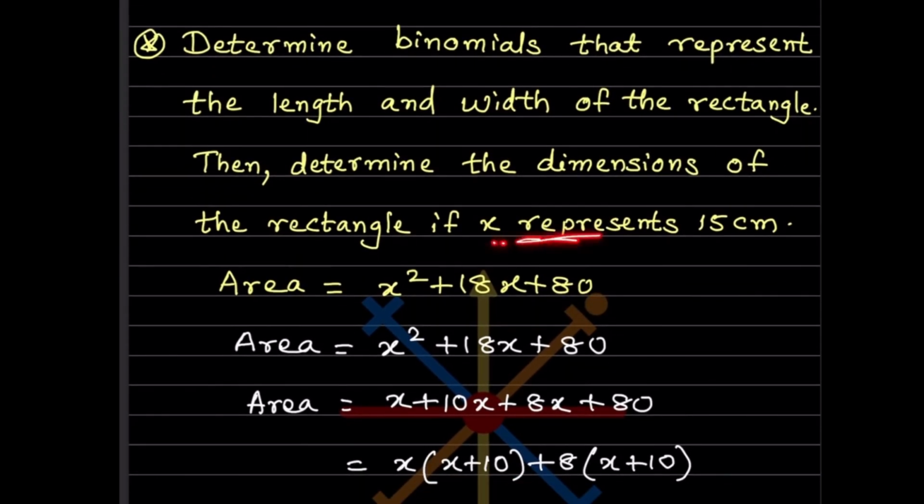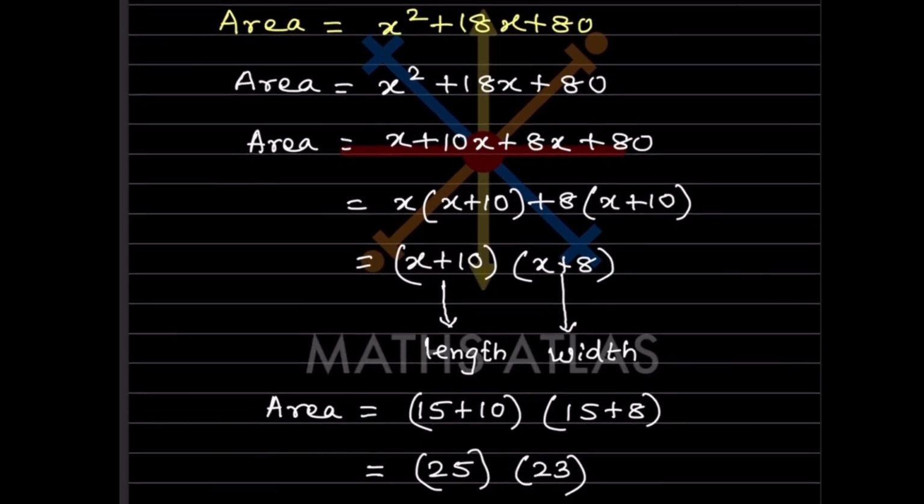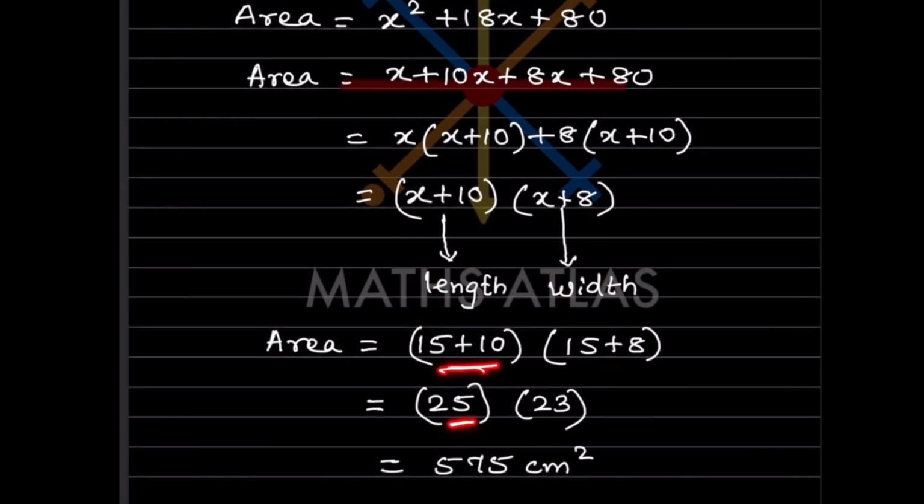We have already found that x represents 15. So wherever you see x, you are going to write 15. This will be as it is, 15, this as it is. So this is going to be 25 and this is going to be 23. And this means it is multiplication, because area is length into width. So length into width, this is the area.